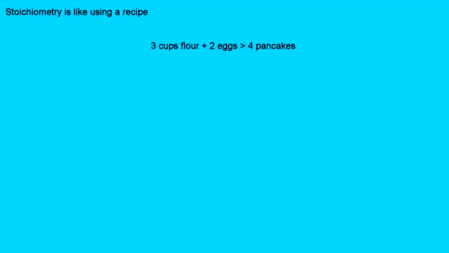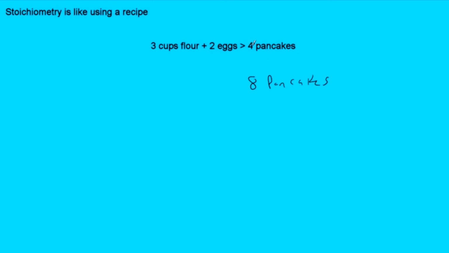So stoichiometry is a lot like using a recipe. Say we have a recipe here: 3 cups of flour plus 2 eggs end up making 4 pancakes. So what happens if you want to make 8 pancakes? Say you're having some company and you want to make 8 pancakes. How many cups of flour are you going to need to make 8 pancakes?